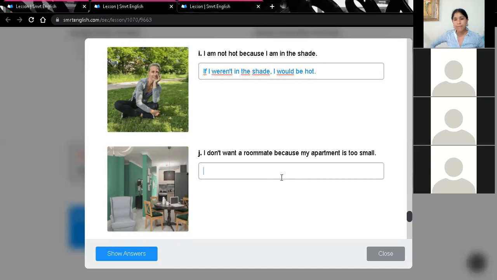So if my apartment weren't too small, I could want a roommate. Excellent. If my apartment wouldn't, or weren't, right? Weren't too small, can you repeat? I could want a roommate. I would want. Or it could be, I could have a roommate, or I would want a roommate. Okay.